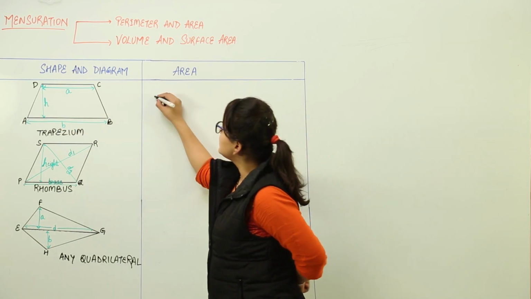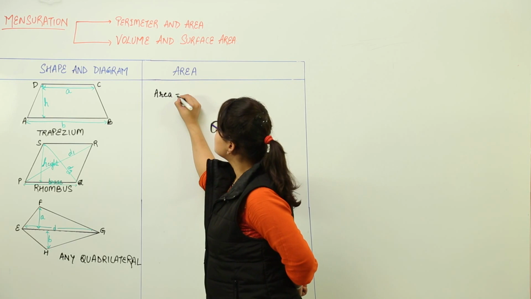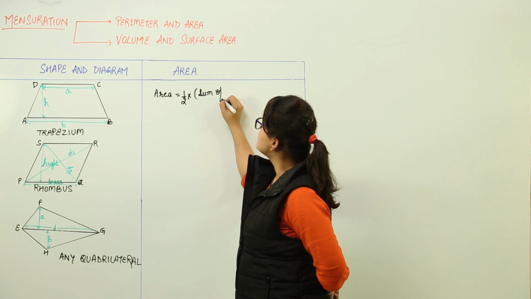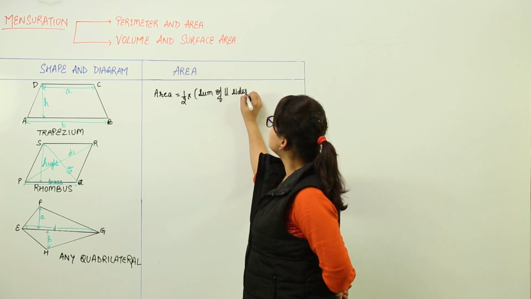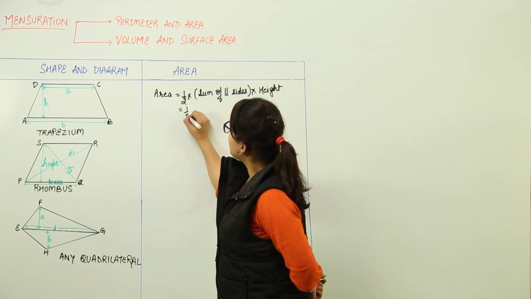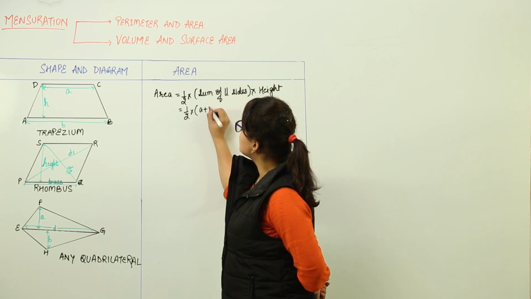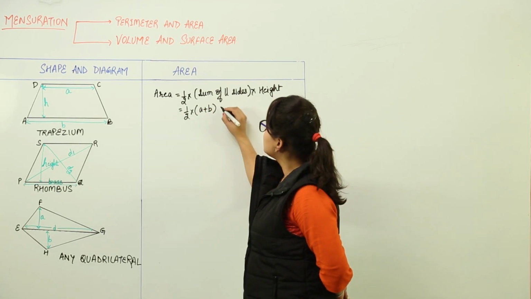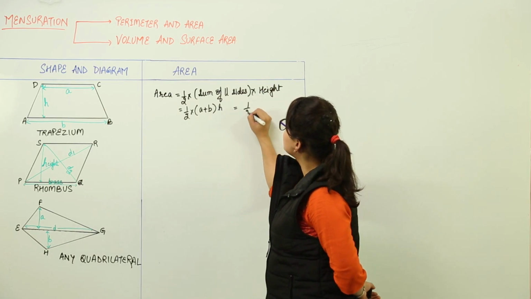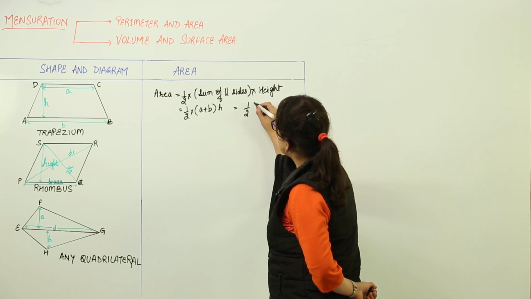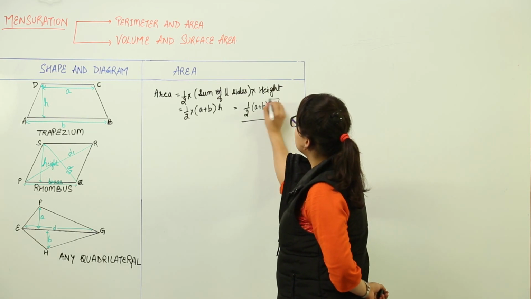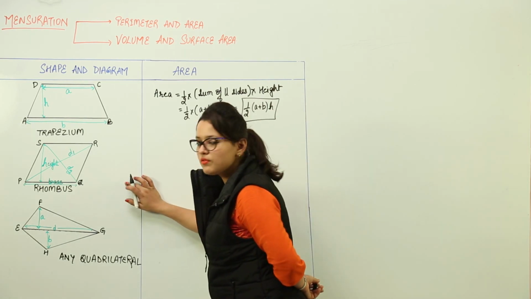So how do we calculate the area of a trapezium? Area of a trapezium is calculated as half of the sum of parallel sides multiplied with the height. So now we have the sum of parallel sides as A plus B, because those are the parallel sides that we have, and the height is represented with H, so we write H over here. That means we come to the conclusion that the area of a trapezium can be calculated by half into A plus B into H.